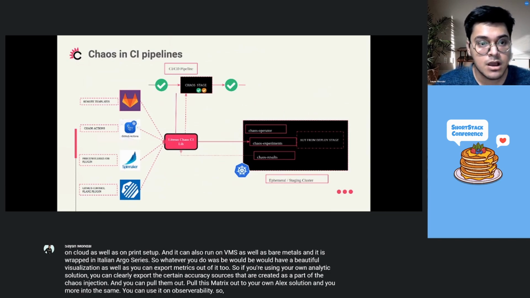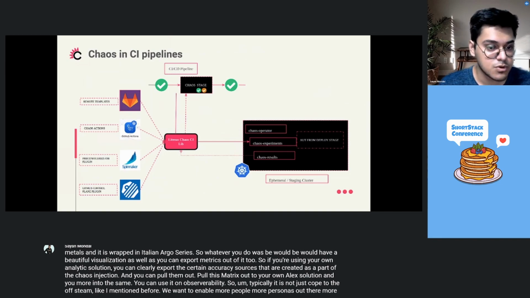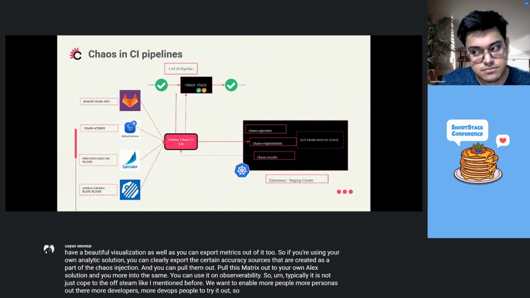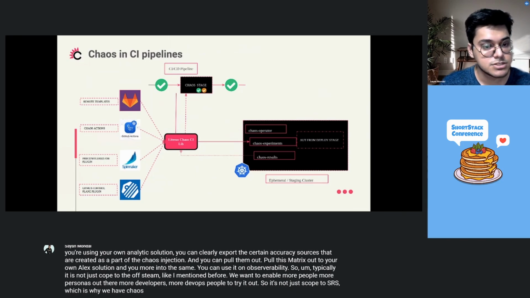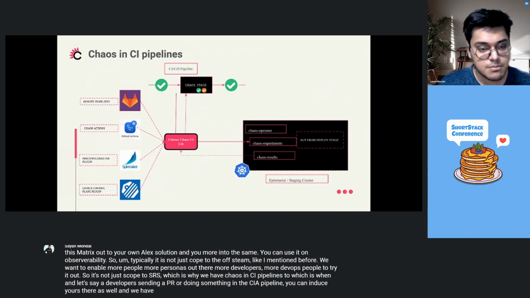Typically, it is not just scoped to the ops team, like I mentioned before. We want to enable more personas out there, more developers, more DevOps people to try it out. So it's not just scoped to SREs, which is why we have chaos in CI pipelines too, which is when, let's say, a developer is setting a PR or doing something in the CI pipeline, you can induce chaos there as well. And we have four different templates, which are GitLab, GitHub Actions, Spinnaker, as well as Captain.